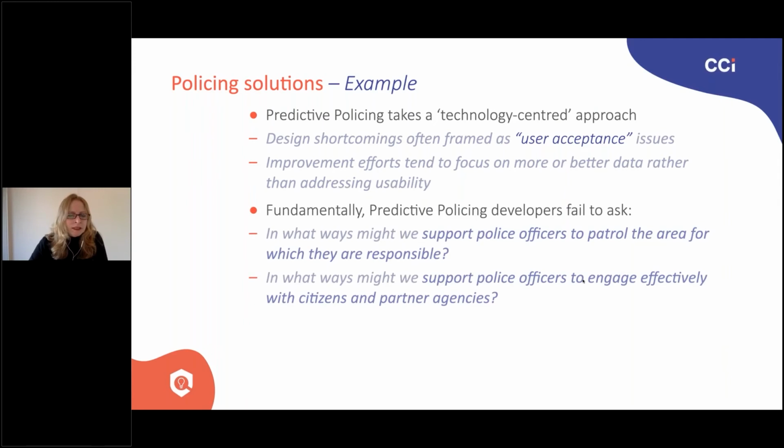So fundamentally then, what we felt was that predictive policing developers failed to ask some very important questions. In what ways might we support police officers to patrol the area for which they are responsible? In what ways might we support police officers to engage effectively with citizens and partner agencies?